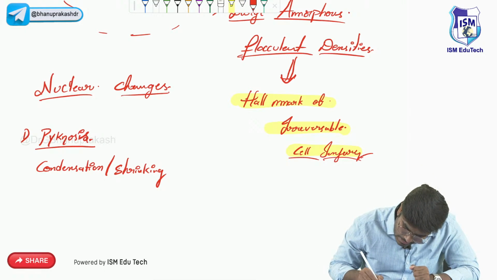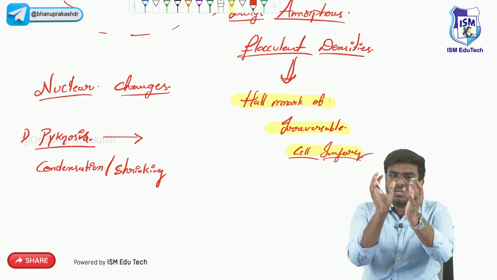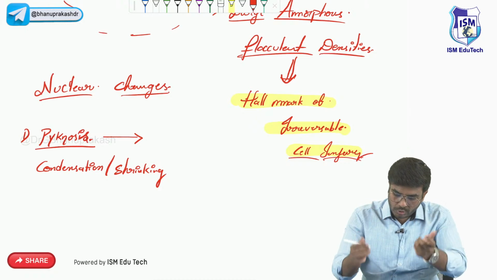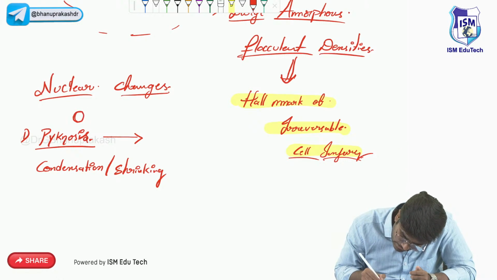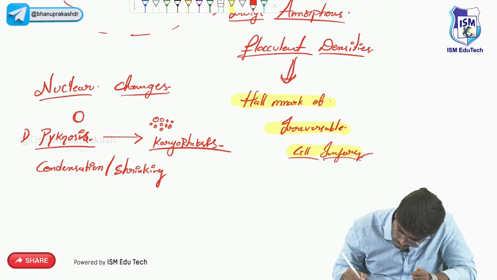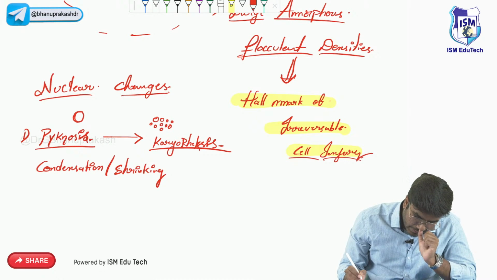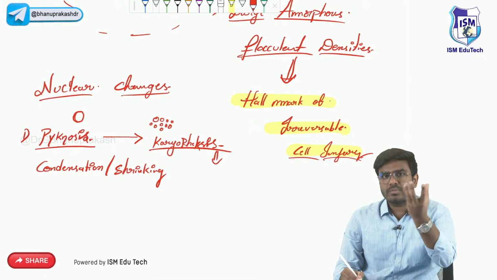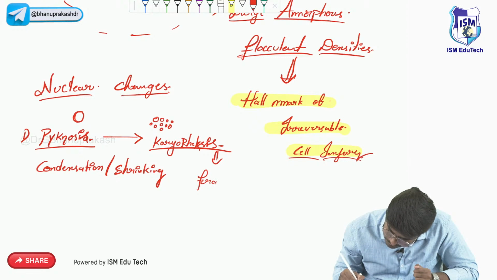So with pycnosis, the nucleus becomes smaller and smaller. There will be a time when the nucleus will be destroyed into small pieces. This is called karyorrhexis. What exactly is karyorrhexis? Karyorrhexis means fragmentation of the nucleus. The nucleus is being destroyed into small pieces. So, fragmentation.